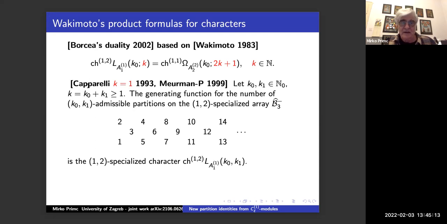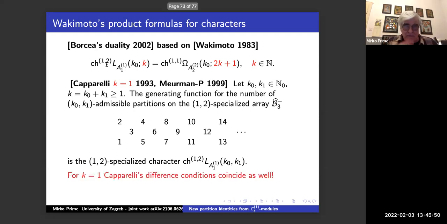So for K equals 1, this is exactly Capparelli's identities. When we look at these difference conditions, they spell out exactly what is in Capparelli's identities. So we see, for K equals 1, identities for A_2^(2) in this sort of construction with 1,2 specialization.